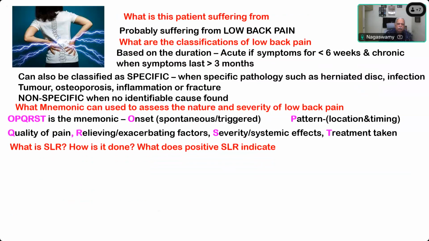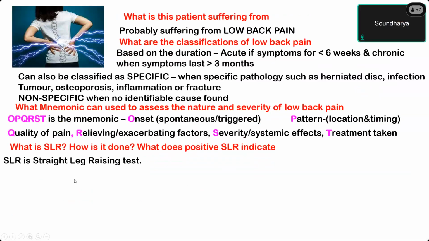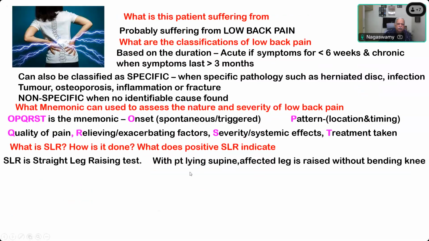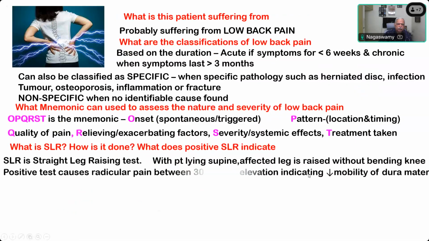Sir, what is the angle? The straight leg raising test: the patient lies supine and the affected leg is raised without bending the knee. A positive test causes radicular pain between 30 to 70 degrees of elevation, indicating decreased mobility of the dura mater.